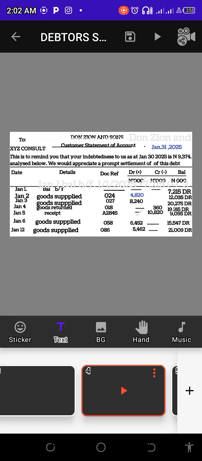Now, we are going to proceed or continue with our posting. And we are going to carry forward the last balance, which is 21,009 debit, to the next slide, and we'll continue there to ascertain the actual amount that XYZ will be indebted to Don Zion at the end of January 2025. Let's proceed.